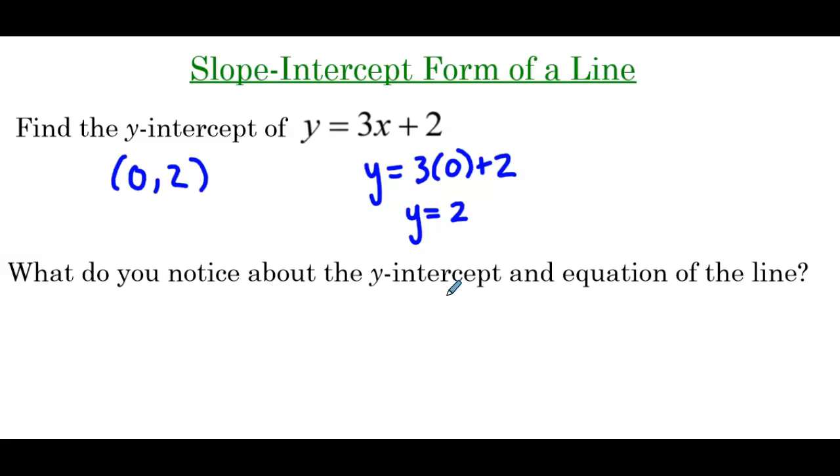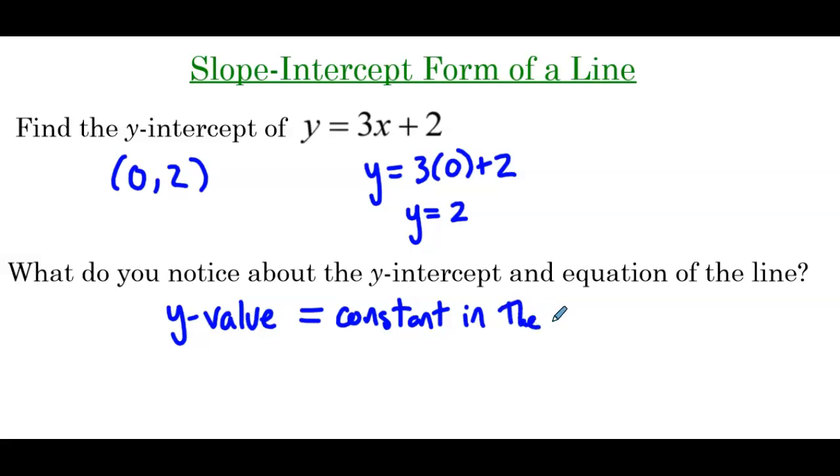What do you notice about the y-intercept and the equation of the line? Well, the y value was equal to the constant in the equation. Right, so the constant in the equation is 2, and the y-coordinate of the intercept was also 2.